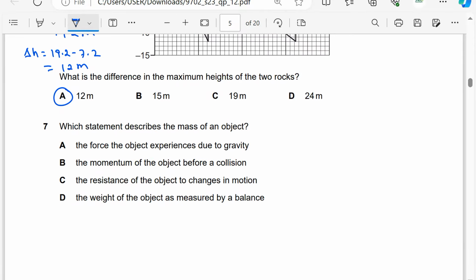Which statement describes the mass of an object? Of course, we know that mass is a measure of a body's inertia to change in its motion. It's a measure of a body's resistance to change in its motion, that is inertia. So let's check. Mass is not a force. Mass is not momentum. Mass is the resistance of the object to change in motion, that is a measure of inertia. So the answer is C.